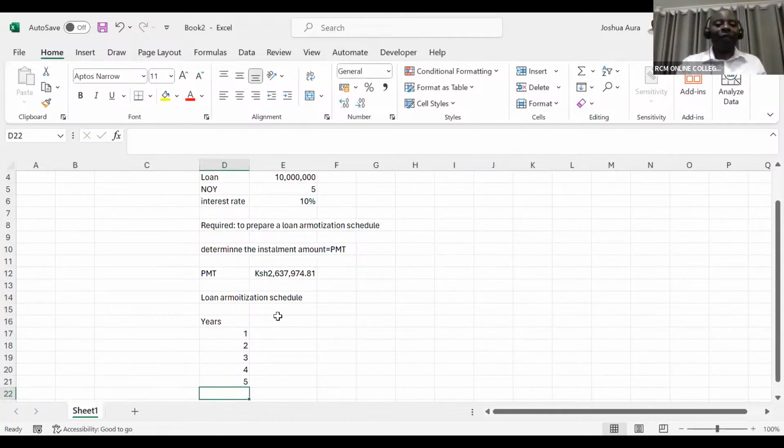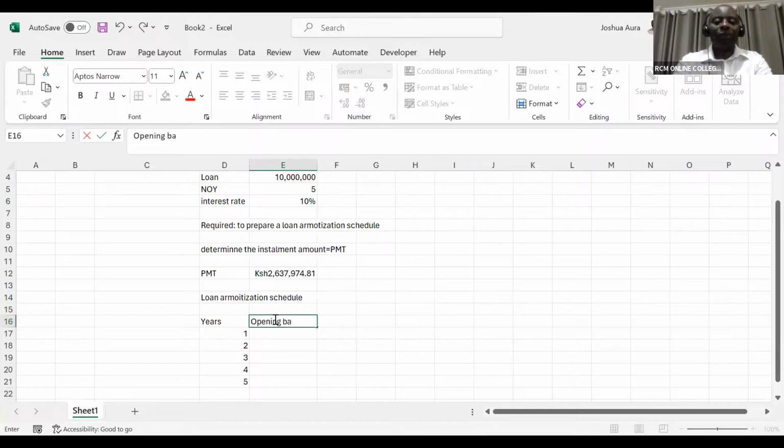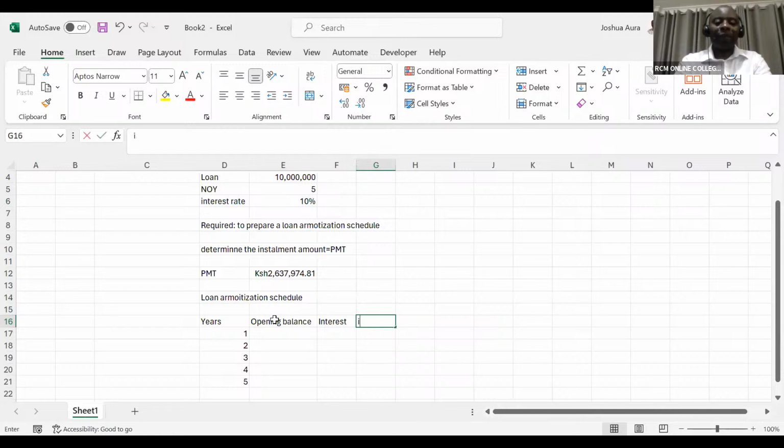From there, I have the opening balance. After the opening balance, I have in this case what we call the interest. After interest, I have my installment, which I'll be calling the PMT. After that, we have the closing balance. I'll show you two methods.